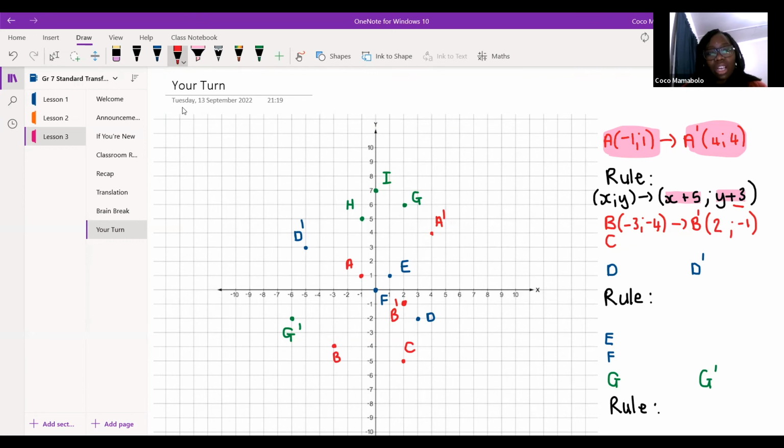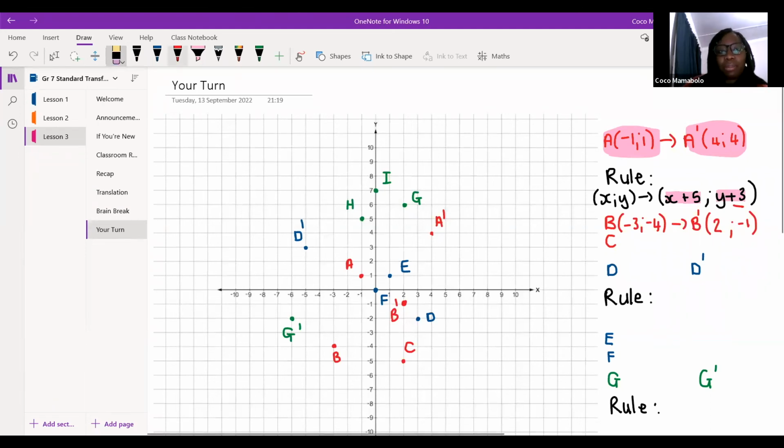Now, Kuhle Konke, tell me in the chat, what are the coordinates of C, the C down here? Give me the coordinates for C, please. No, Yonela, it was plus 3. Remember, A is down here and A prime is up there. So we moved up. So it was plus 3.